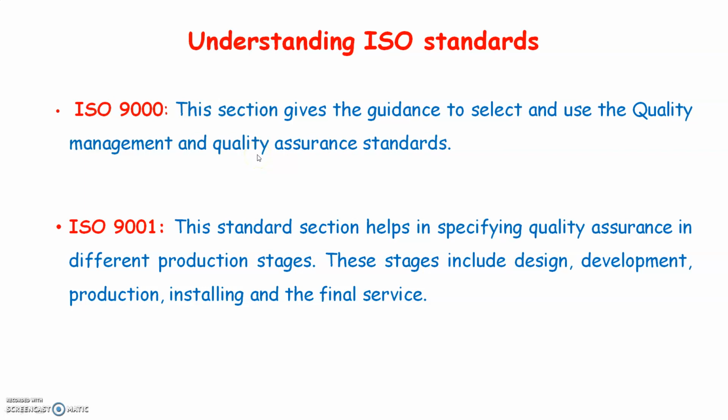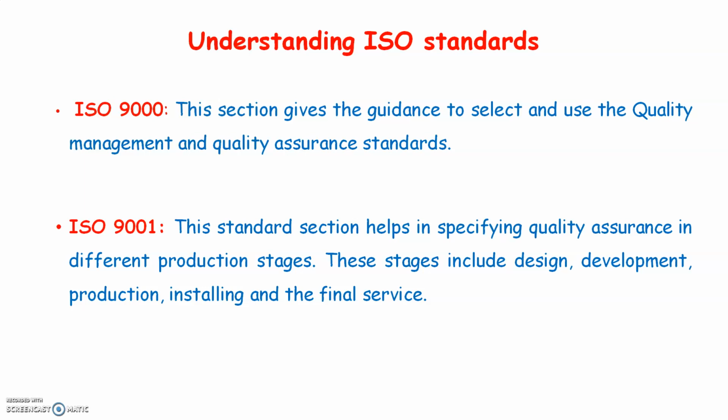Now next is understanding the ISO standards. There are some standards which we have to understand, and for what purpose they will be used. So the first one is ISO 9000. It gives the guidance to select and use the quality management and quality assurance standards. So for quality management and quality assurance, we have to go with ISO 9000.